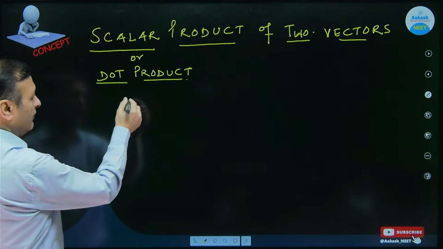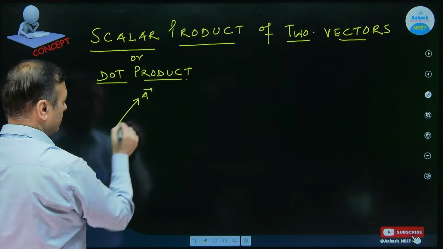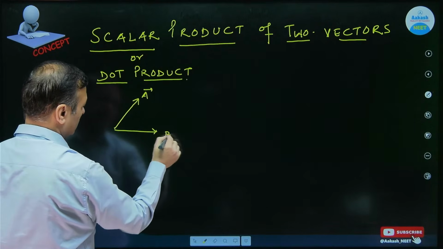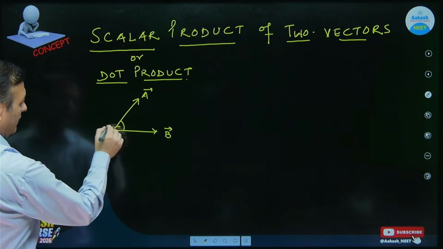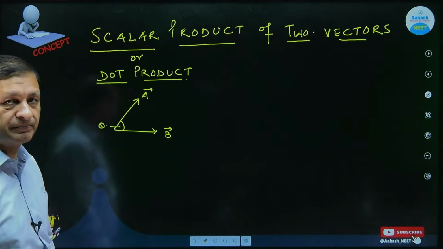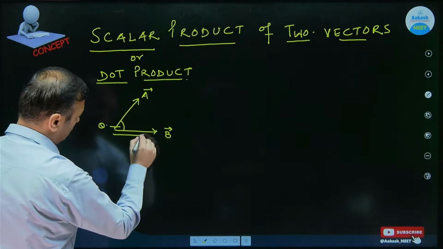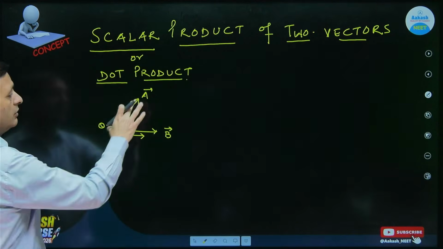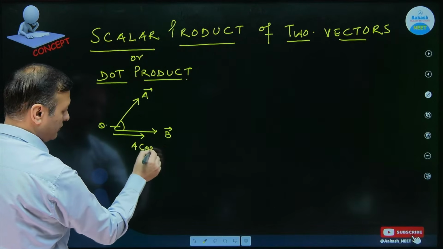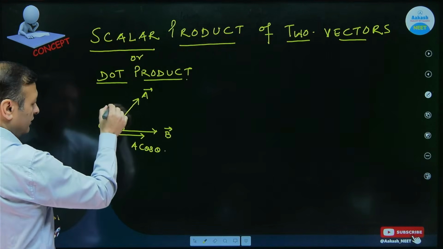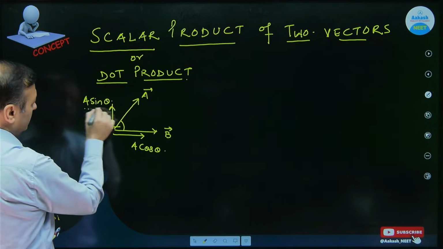So let's suppose we have two vectors. This may be vector A and this may be vector B. They are inclined at an angle theta. Now, if I ask you to draw the projection of A along B, we can do it as A cos theta, and the other perpendicular component is A sin theta.